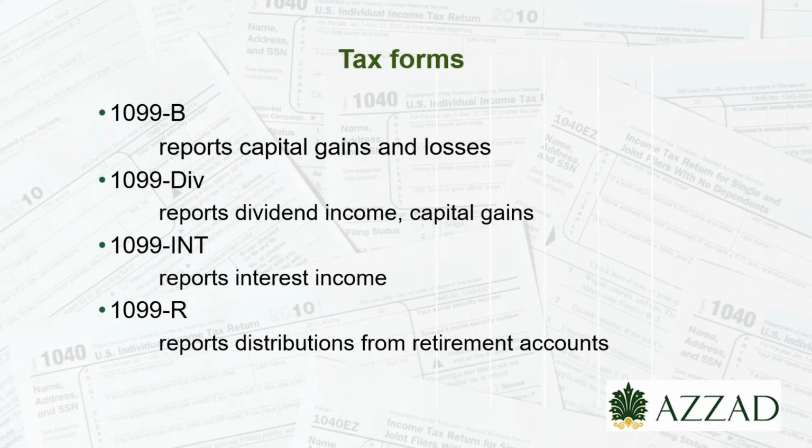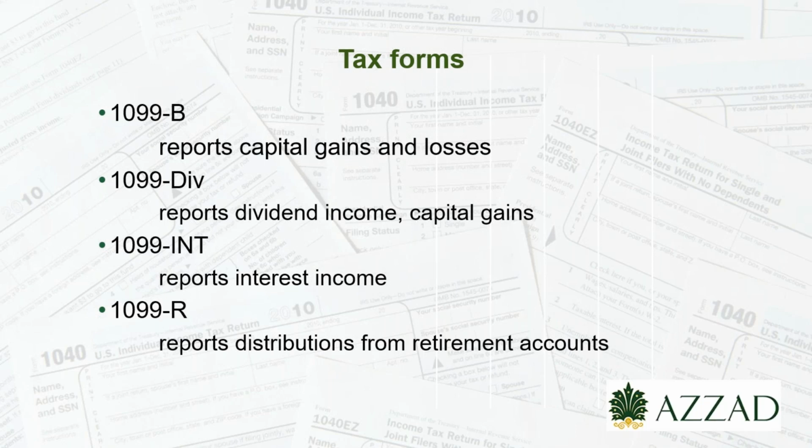Generally, your 1099 forms report income other than wages. There are several types of 1099 forms that you may receive. These include 1099-B, which reports capital gains and losses. 1099-DIV, which reports dividend income and capital gains distributions. 1099-INT, which reports interest income. And 1099-R, which reports distributions from retirement accounts. We'll take a closer look at the 1099-B and 1099-R a little bit later.